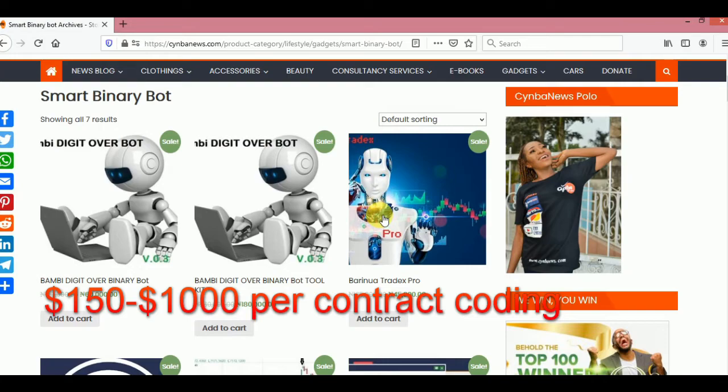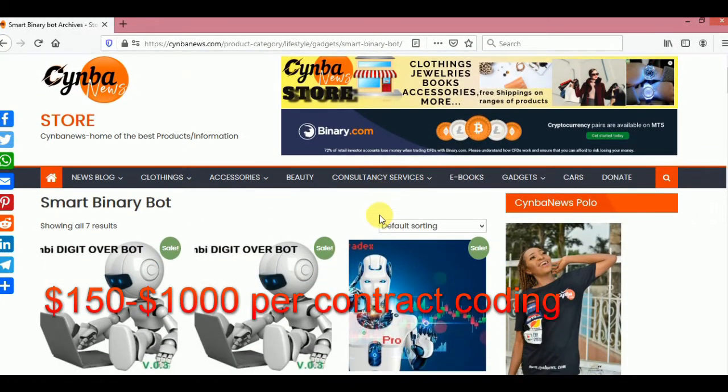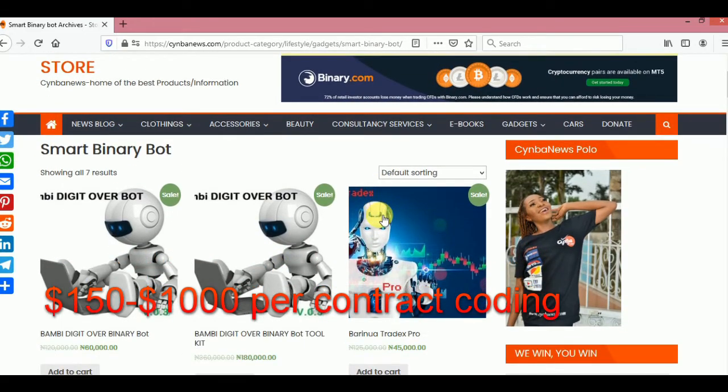I code both for people on Fiverr and on different freelancing platforms, and it's amazing. It's so mind-blowing how many forex traders and binary traders there are that are looking for a good person to code a good bot for them. And that is what I am going to teach you.